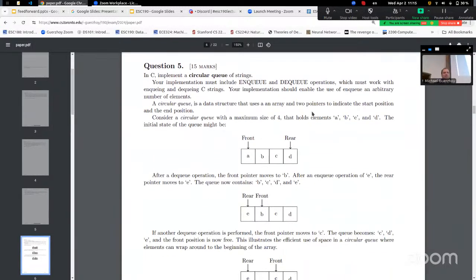This looks straight out of the lab from this year. It wasn't exactly in the lab last year, I believe. So this is just like the circular queue question from the lab.